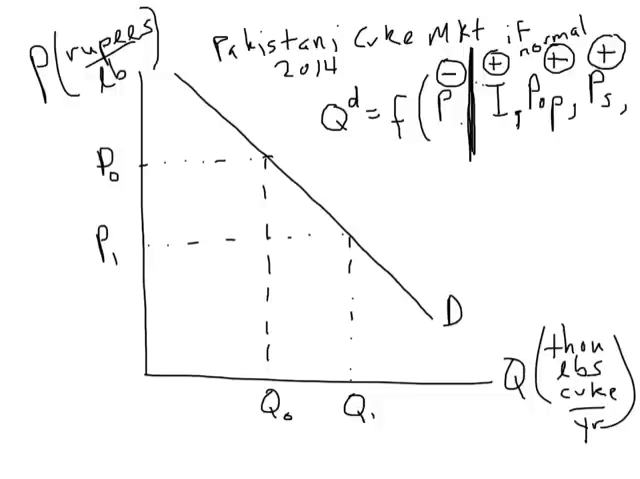Let's keep going here. Price of a complement. Let's say Pakistanis are like the U.S., where you eat salads that have cucumbers and lettuce in them. There's always a negative relationship between the price of a complement and the quantity demanded of the good in question. Think this through.